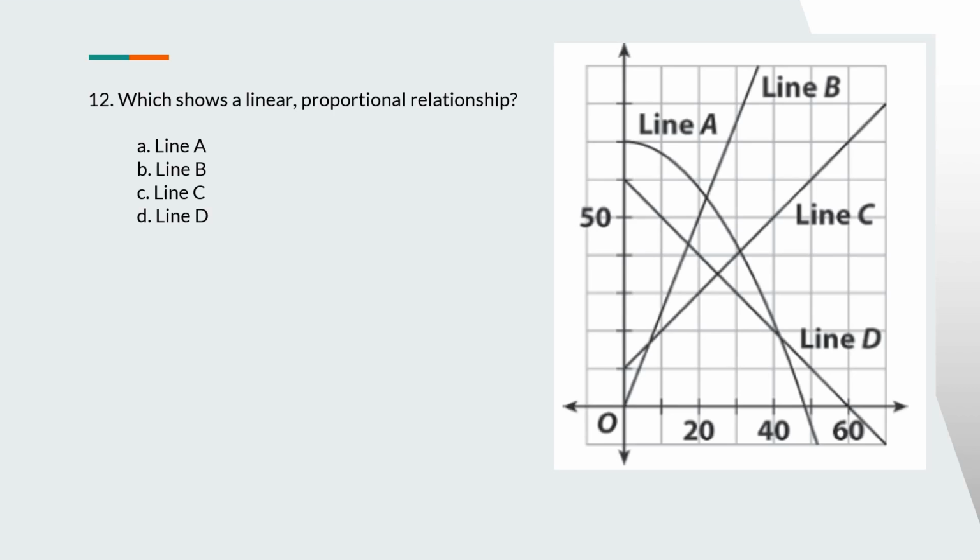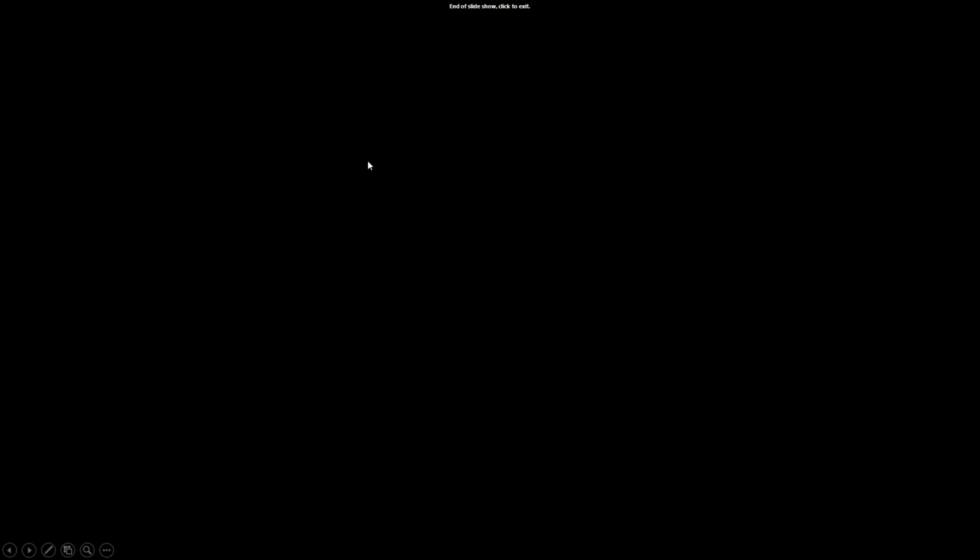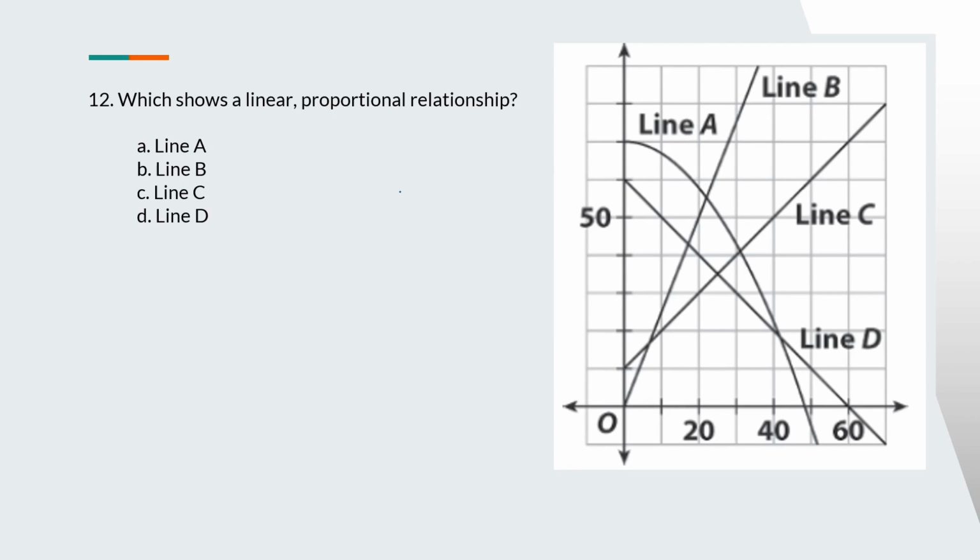Lastly, number 12. Which one shows a linear, that means it's a straight line, so this little crooked thing, it's gone. Proportional relationship. That means it goes through the origin. That means one of the points along the line is the origin. If it was non-proportional, it would go somewhere else. Well, let's look. This line here has a y-intercept right here. This line here has a y-intercept right here. Neither one of them go to the origin. It's got to be this guy right here. And that is line B.